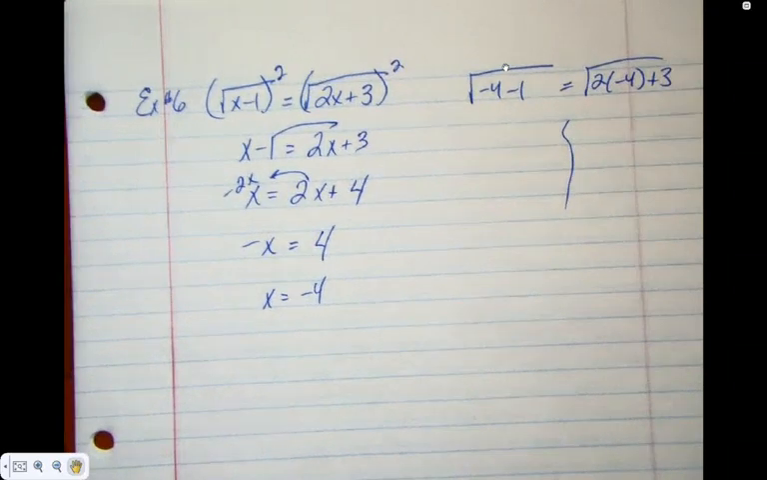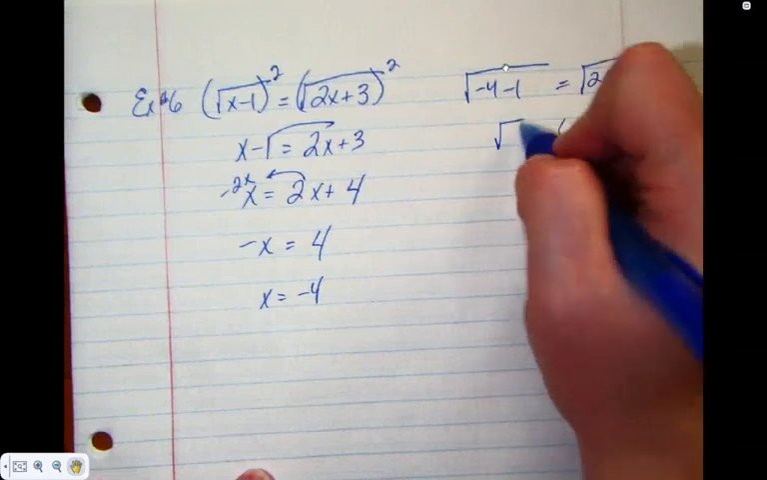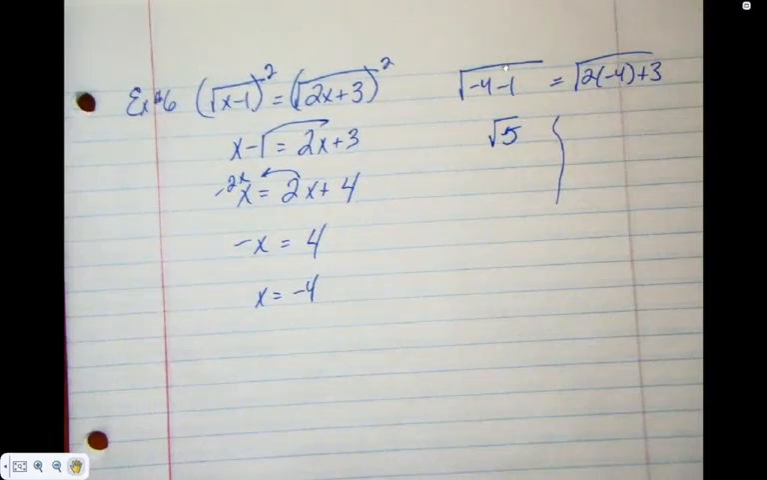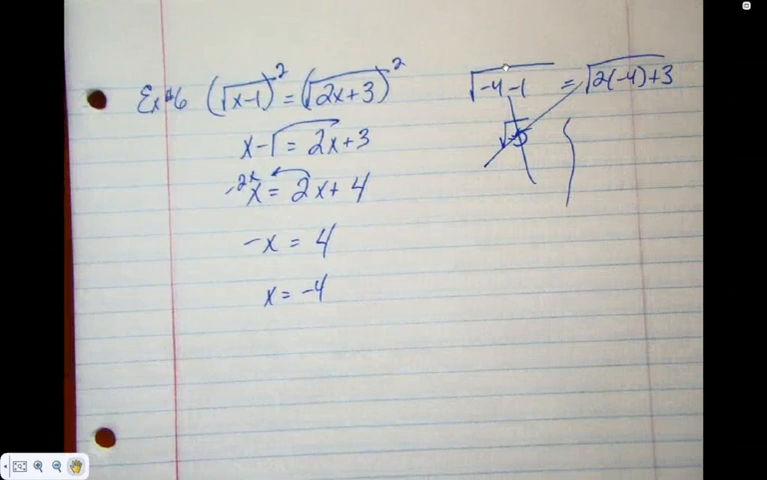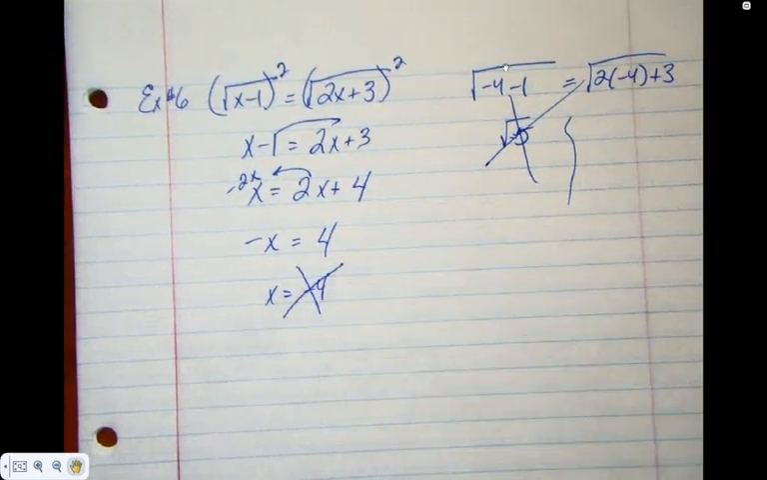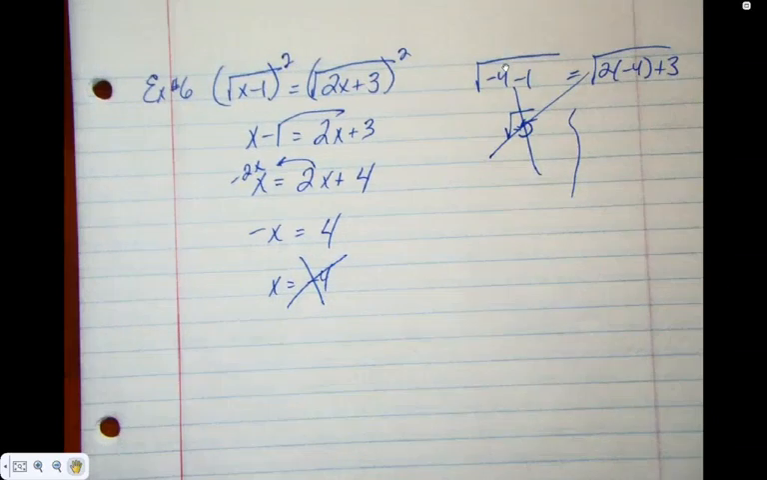Okay, so -4, -1. The square root of -5 doesn't exist. Can we do the square root of a negative? So we can't even check this. So what does that mean if we can't even check it? It's an extraneous root. Extraneous root. They're both square root of -5. But can you do the square root of -5? Doesn't exist.